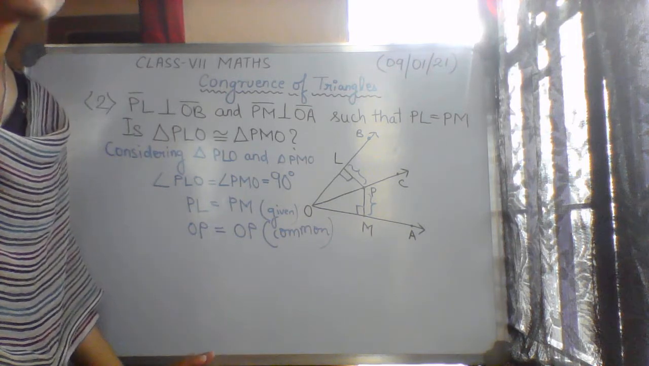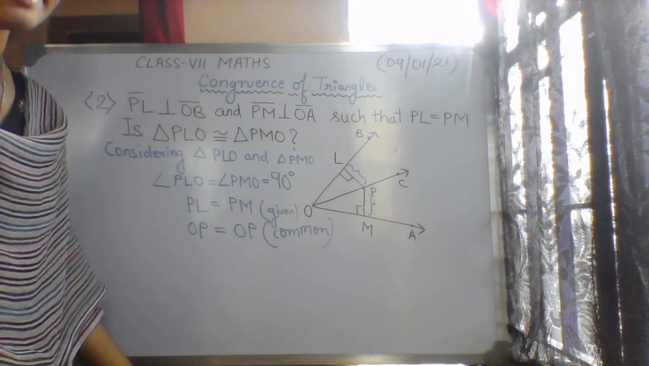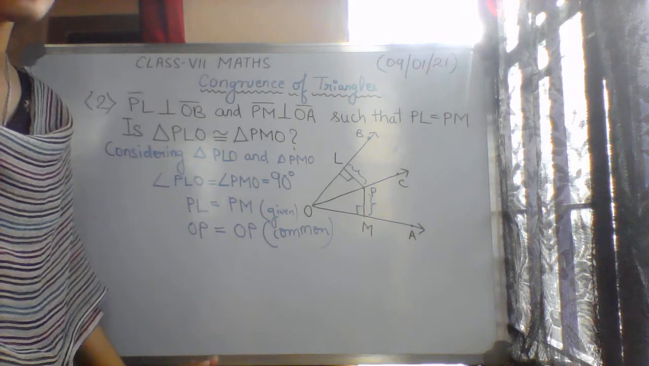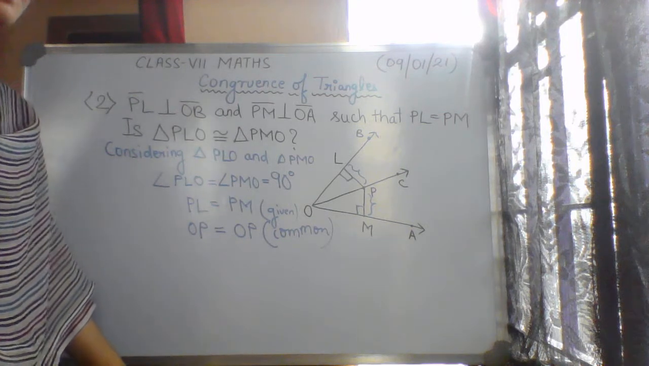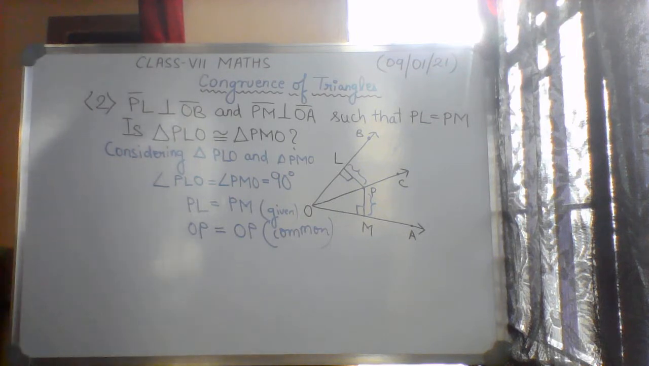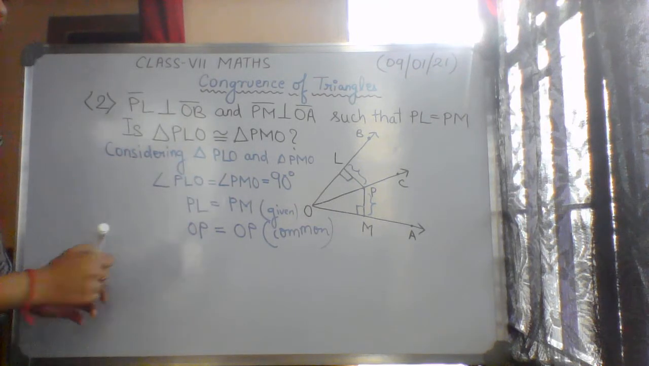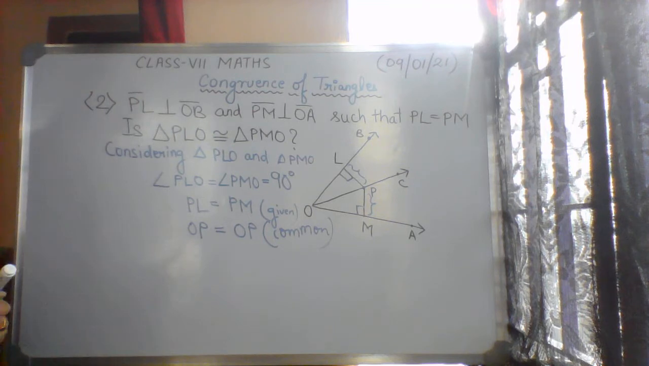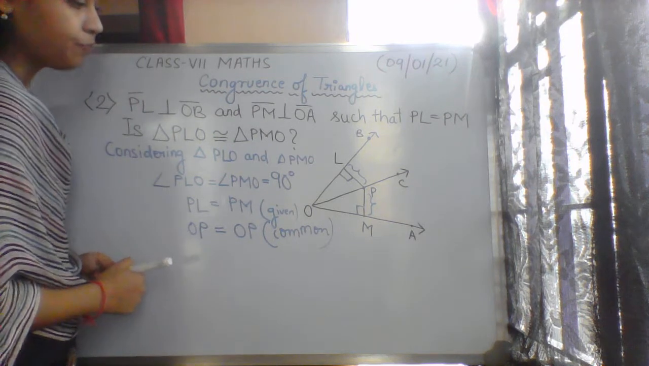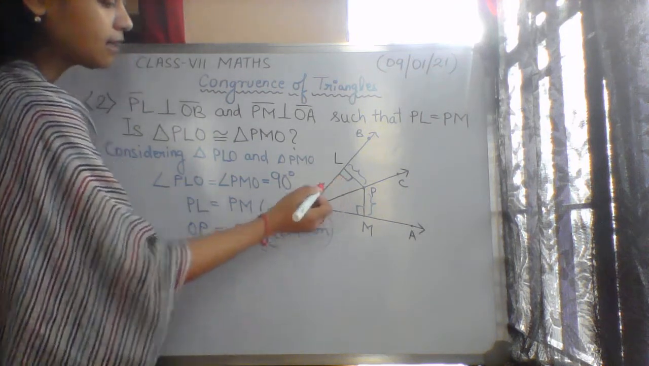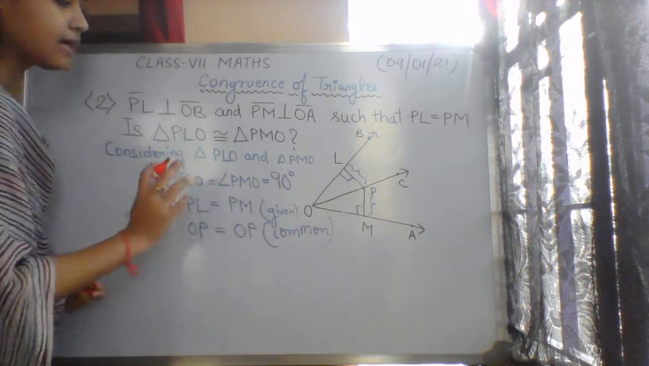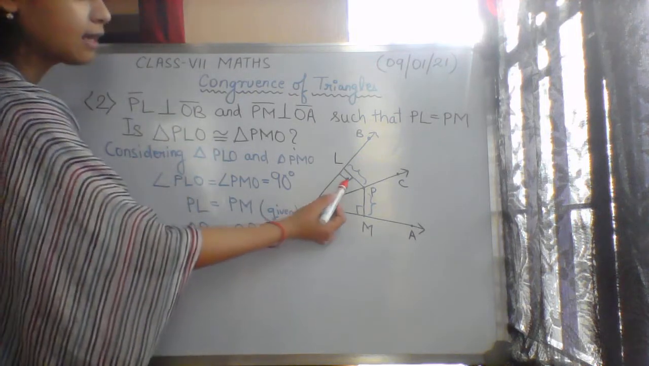Now coming to the next criteria, RHS: right angle, hypotenuse, side. Can you apply it over here? Just think, look at the figure and apply it. So this is the right angle. RHS means a right angle should be there. So the right angle is there.